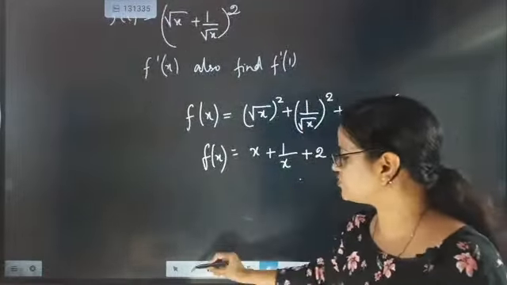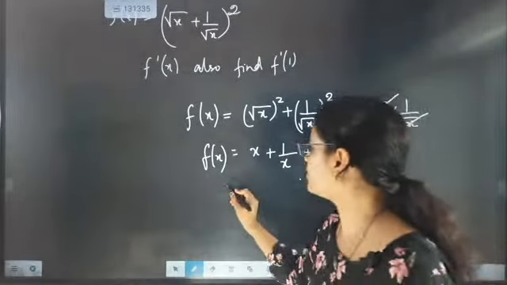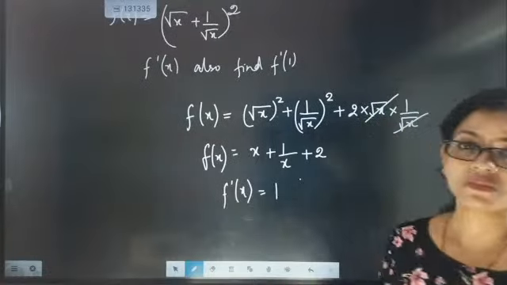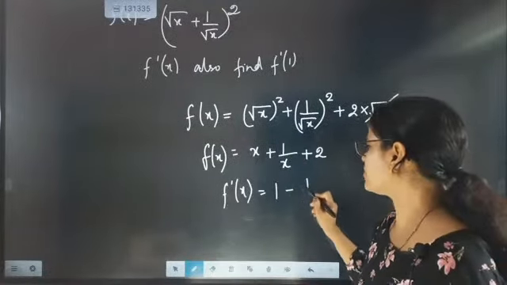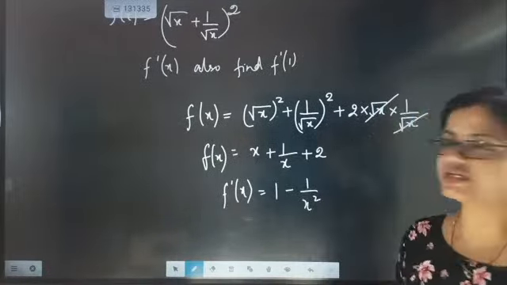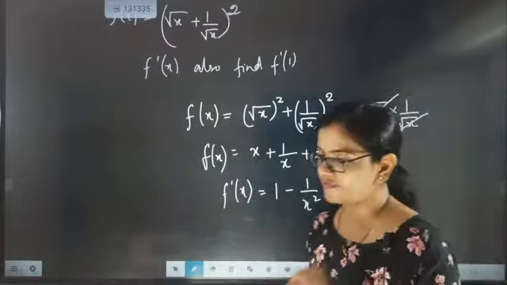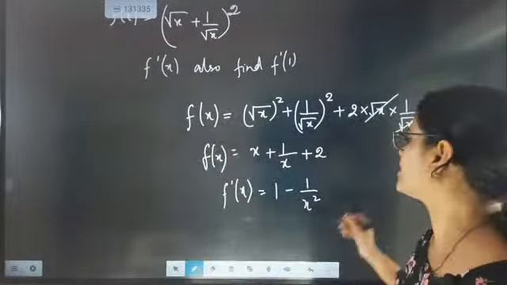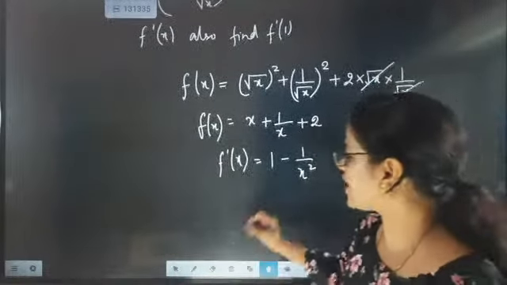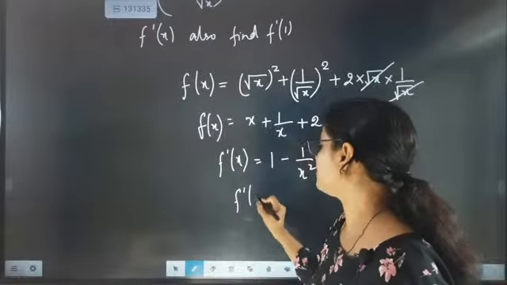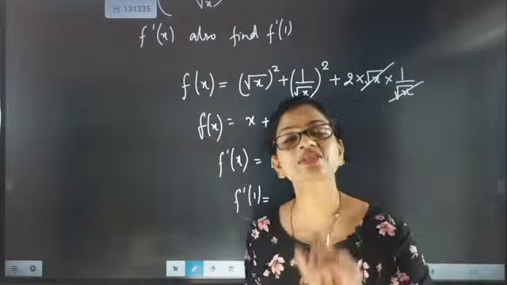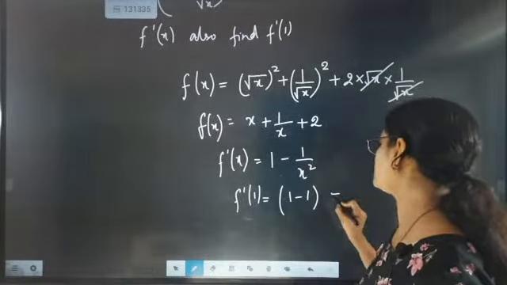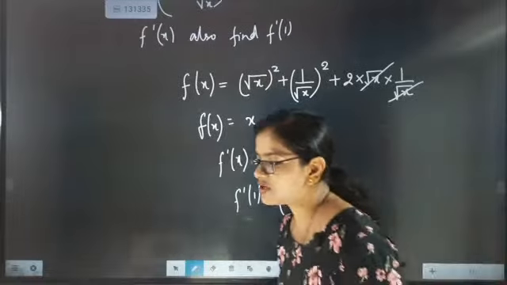Now next work is we have to find the derivative of it. When we are finding derivative, x will become 1. Derivative of 1 by x will become minus 1 by x square and constant will become 0. So once you got f dash x, Gautam, it is correct. Now they are asking what is the value of f dash 1. So instead of x we have to substitute 1. It will become 1 minus 1. So this part will become 0. So answer will be coming as 0.